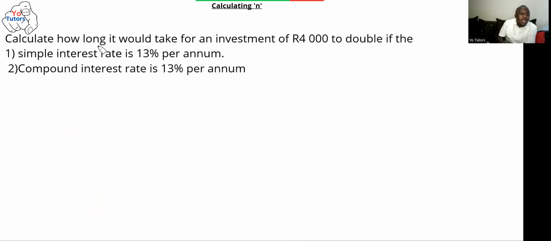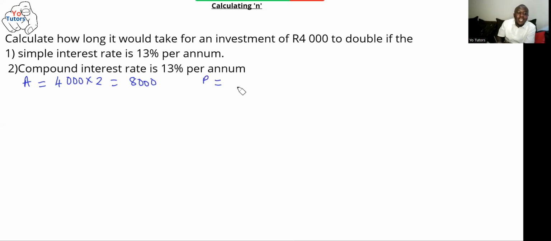Now, calculate how long it will take for an investment of 4,000 to double if the simple interest rate is 13% per annum and the compound interest rate is 13% per annum as well. So we are looking for N in this case. What is our A here? Let's see what is given to us. Our A is double the investment, so it's 4,000 times 2, because it's doubling, which is 8,000. So our accumulated amount is 8,000.